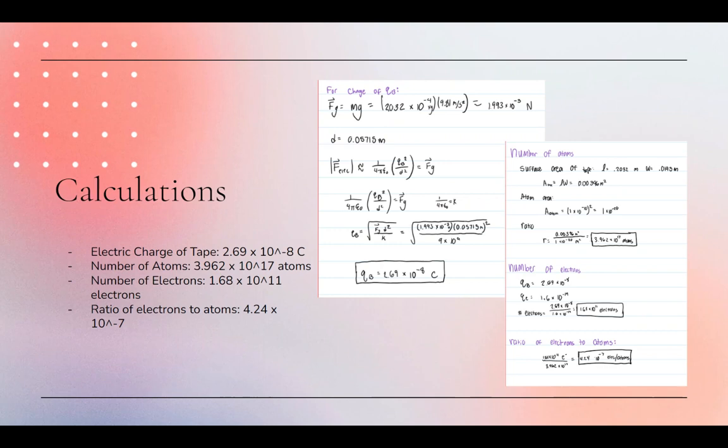On the right side, you can see that the gravitational force was set equal to the electric force. Rearranging the variables within this equation led to an equation where the measured values could be plugged in. The other calculations involve finding the area of the tape and of an atom to calculate the number of atoms, dividing the total charge of the tape by the charge of one electron to find the number of electrons, and then dividing these two numbers to find the ratio of electrons to atoms.